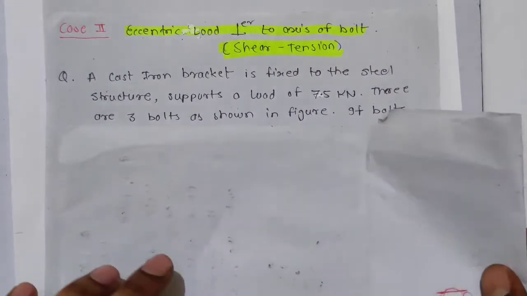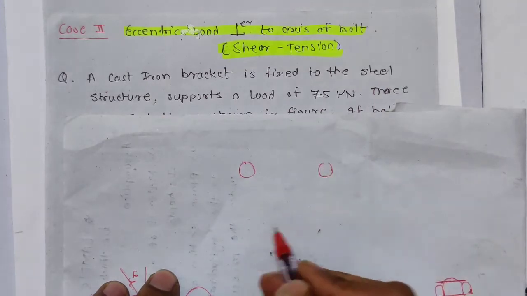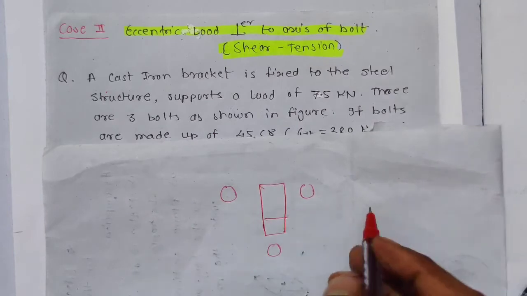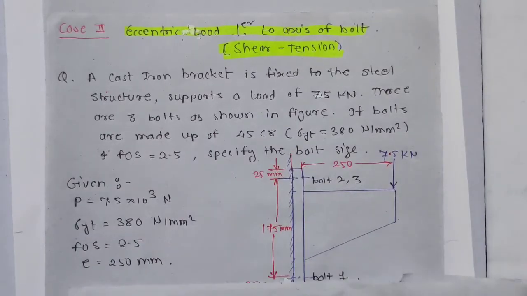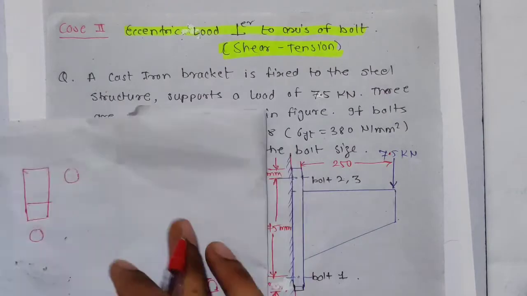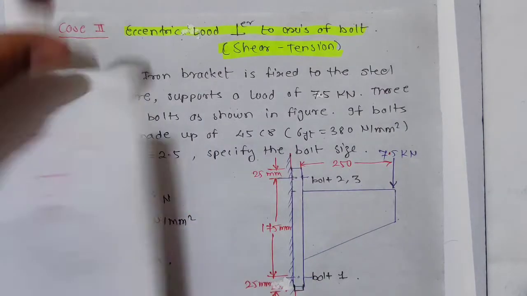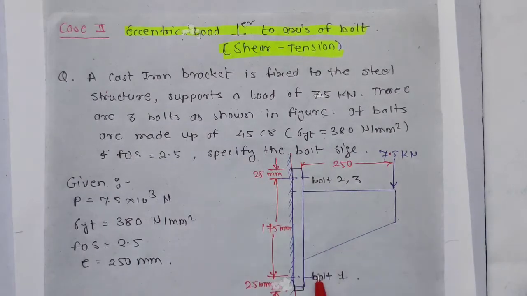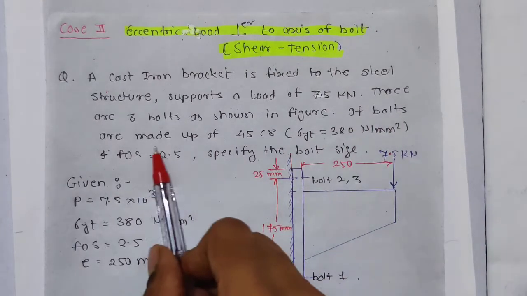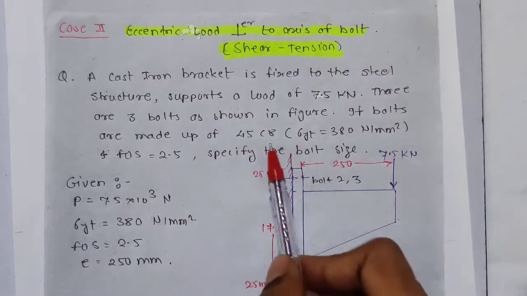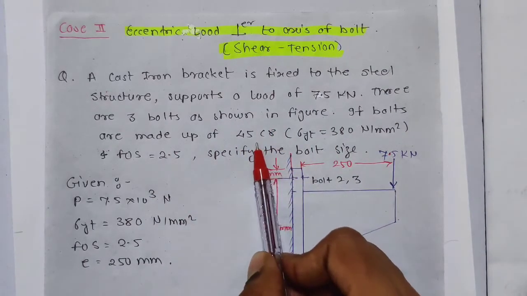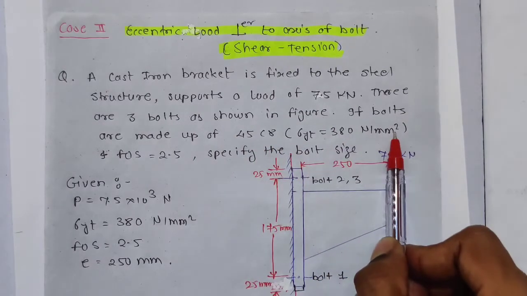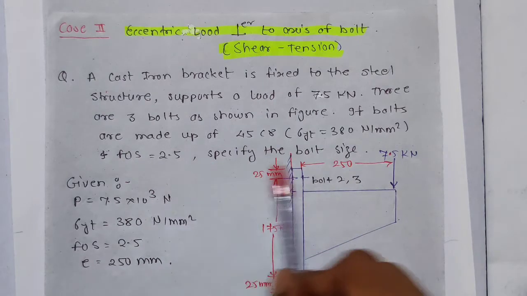The bolts will be like this: first bolt, second bolt, and third bolt, and this bracket will be like this. If you have the side view, it will look like this. So 2 bolts over here, 1 bolt is here. The bolts are made up of 45C8, that is the material of the bolt, plain carbon steel 45C8, with yield stress of 380 Newton per mm square and factor of safety 2.5. Specify the bolt size.